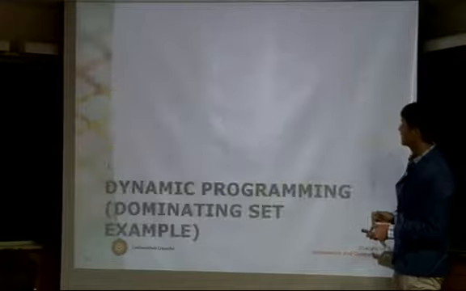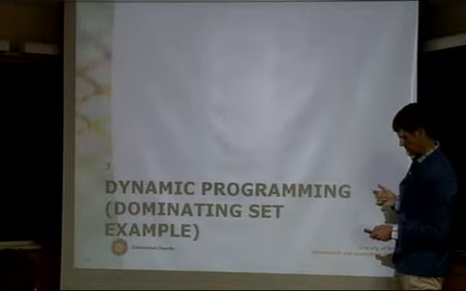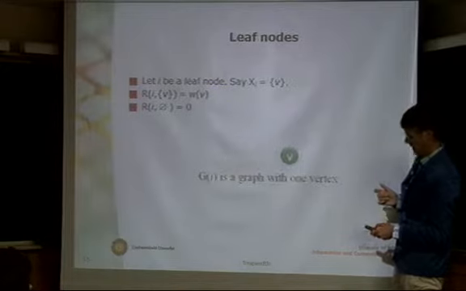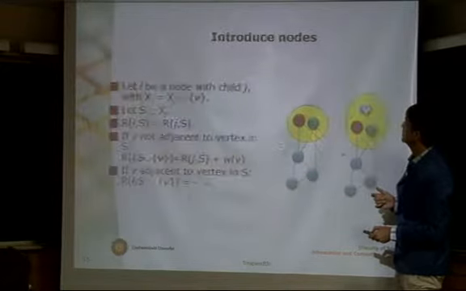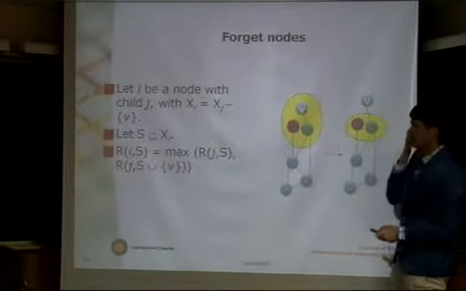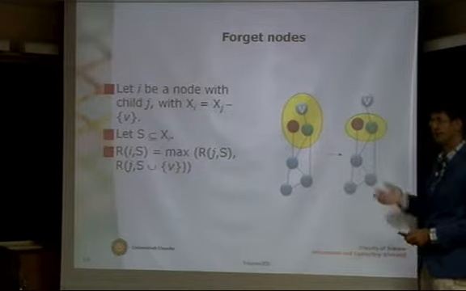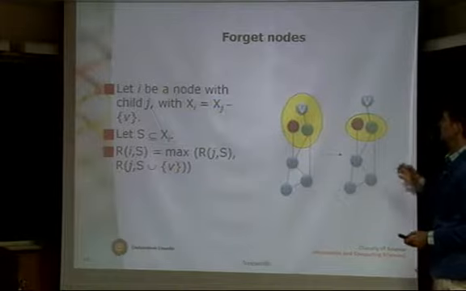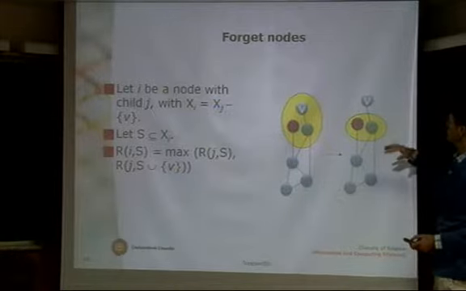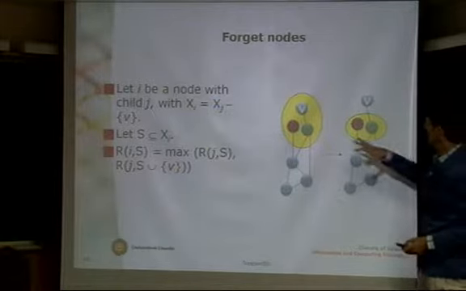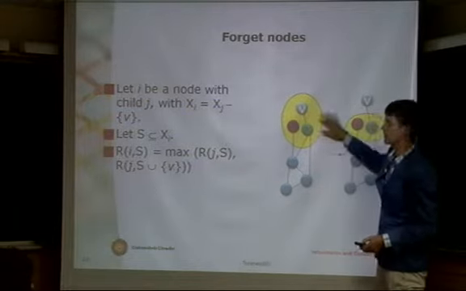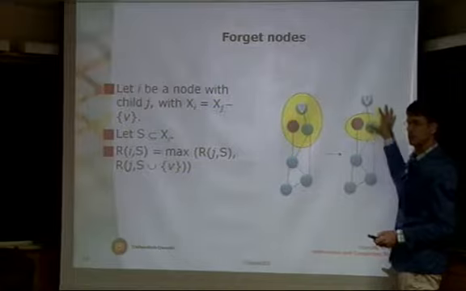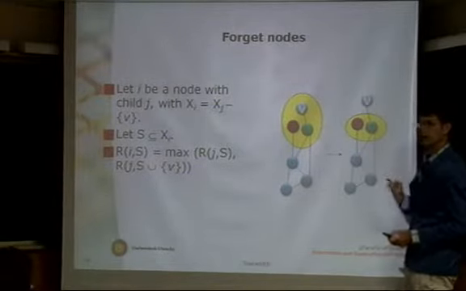And then the last one, where's the last one? Introduce, join, forget. Oh, it's just one sheet too far away. It went to the next section actually. So for the forget node, I take one boundary vertex and it's now a normal vertex. So I basically decrease the boundary. My graph doesn't change, just the boundary changes.